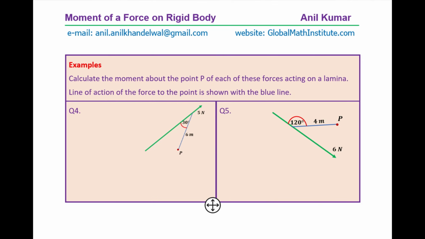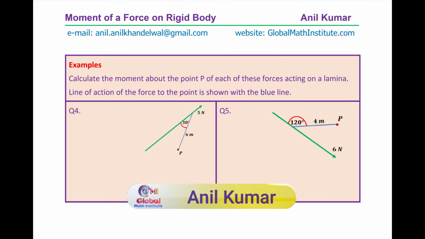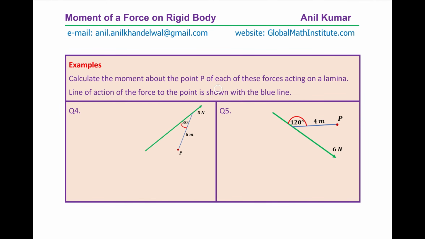Now let us take up examples where the distance given to you is not the shortest distance. So here we need to calculate the moment about the point P of each of these forces acting on a lamina. The line of action of the force to the point is shown. So this blue line shown to you is the line of action of the force. And the angle is given to us, not the shortest distance. So can you take a moment to answer this particular question? You can pause the video and answer the question.